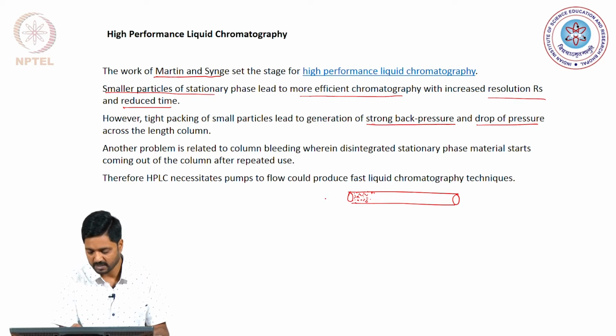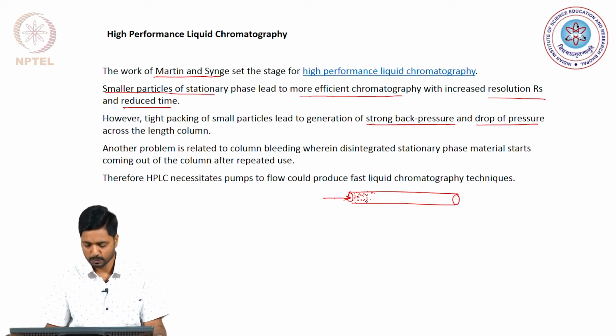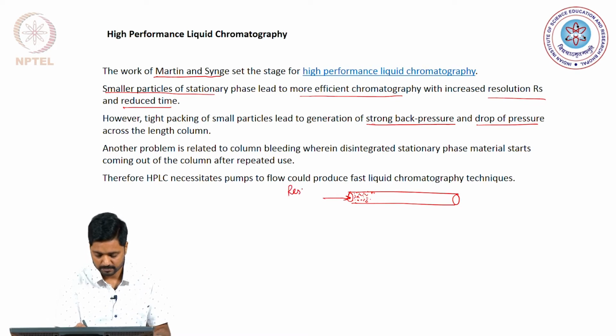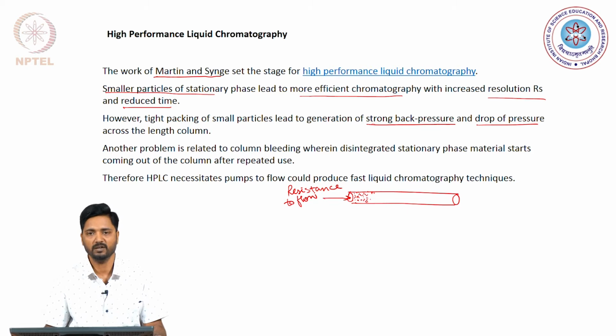Strong back pressure means that when the fluid flows through this column, which now contains very nicely packed stationary particles that are also small in size, the fluid will experience a lot of resistance to its flow. So, a resistance to flow will be experienced by the fluid or the mobile phase that is passing through the column. This resistance will generate a pressure back onto the pump that is pumping the liquid into the chromatography column.